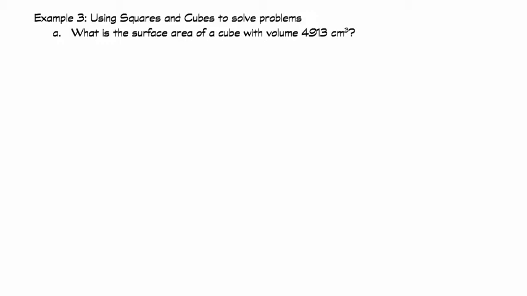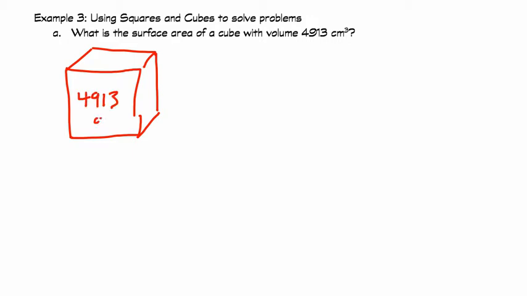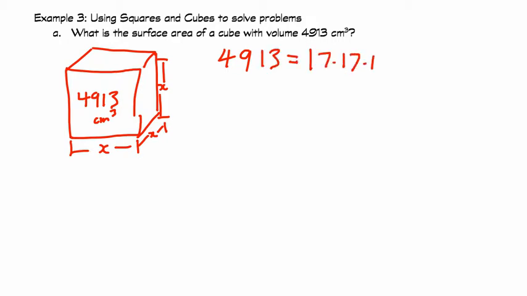So our first example: what is the surface area of a cube with volume 4913? To find the volume, we take the length times the width times the height, and since we know it is a cube, all three sides have to be the same. So we are trying to find a cube root, some number that goes into this number 3 times. To do that, we find our prime factorization, which gives us 17 times 17 times 17. So our cube root is equal to 17.